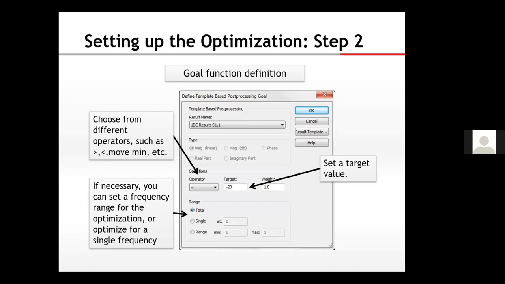In the range part, you can choose the single frequency or a range. If you want two bands, let us suppose for one frequency range you choose 2 to 4 gigahertz, and then for another you choose 6 to 8 gigahertz. Then you should go and put in another multi-objective function, and then you can have this arrangement.